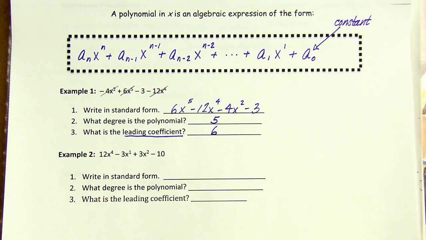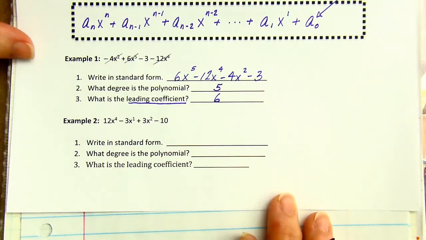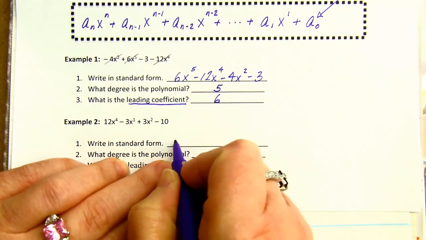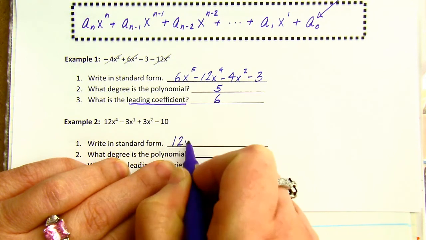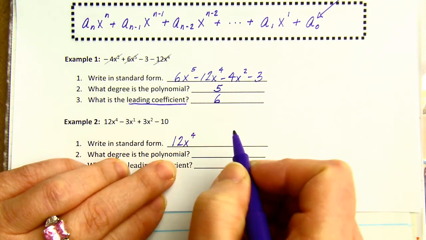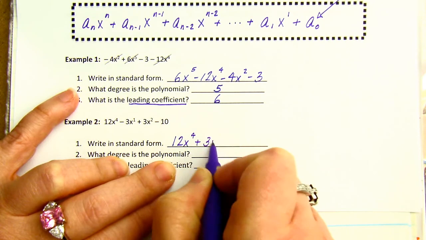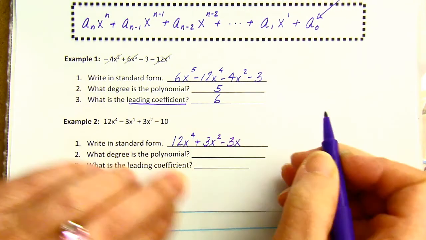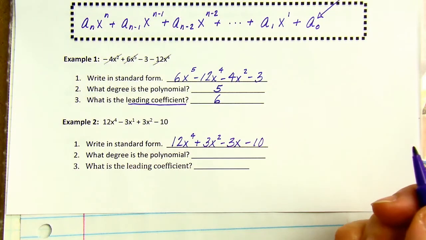Okay, hopefully you paused the video and tried this one on your own. The highest power is 12x to the power of 4, right? 4 is bigger than 1, 2, or 0. 12x to the power of 4. Next is 3x squared. Subtract 3x to the power of 1. And then finally our constant term on the end, negative 10.